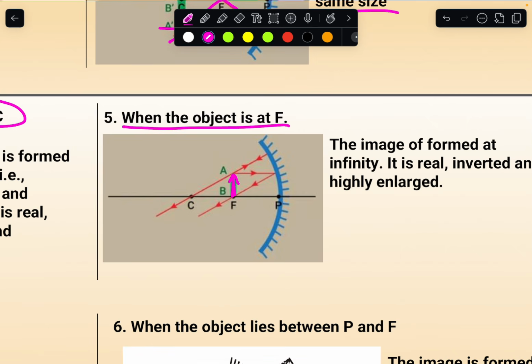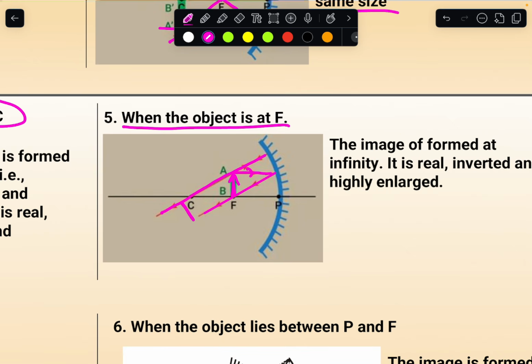Rule number 1 I am using: parallel to the principal axis, passing through the focus. Rule number 3, center of curvature, it will retrace its path. If you see, these two become parallel to each other. These two become parallel to each other. If you remember, I told you just one point just before.